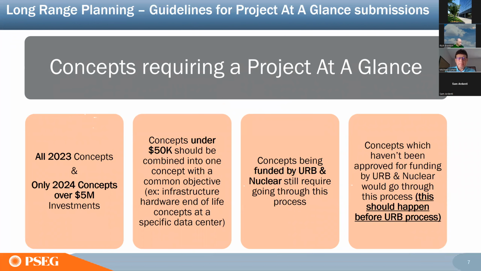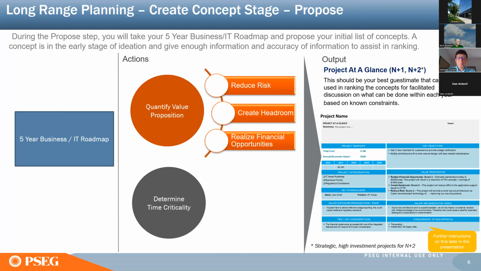So, hey, Rich, I have a quick question. In the previous slide, can you go back? What does the N+1, N+2 mean in this context? So right now, for Project at a Glance, that would be for projects starting in 2023 and 2024. So I'm glad, thank you for capturing that. We do not need Project at a Glance for something that potentially would start in 25 or onward. Okay, thank you.